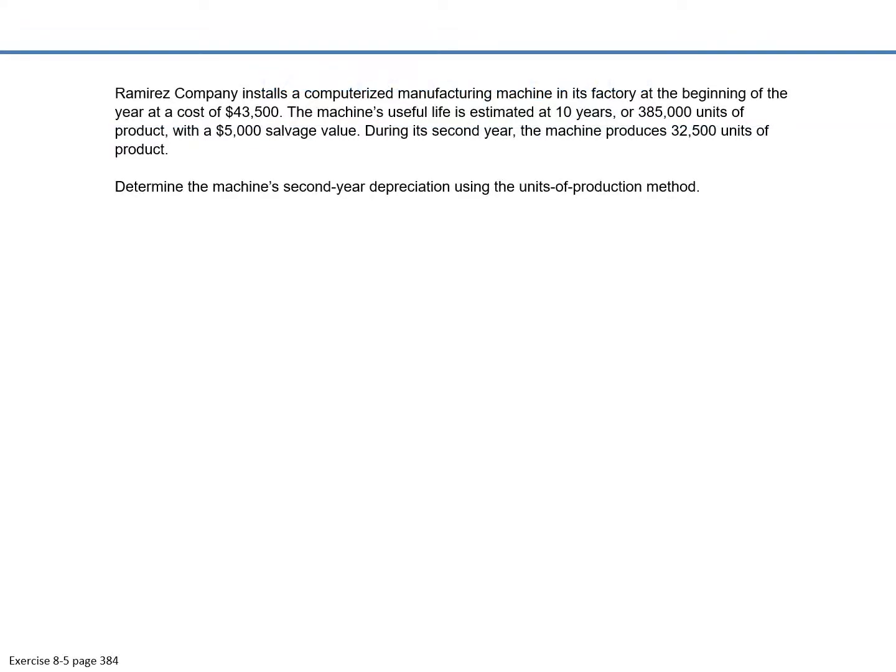All right, exercise 8.5. So here it's the same problem that we went through, but they're asking us to compute the depreciation using the units of production method. Okay, so the numbers we care about now are still this cost and this salvage and this 10 years, but we care about the units instead of, oh, I'm sorry, we don't care about the 10 years. We care about the units produced instead.